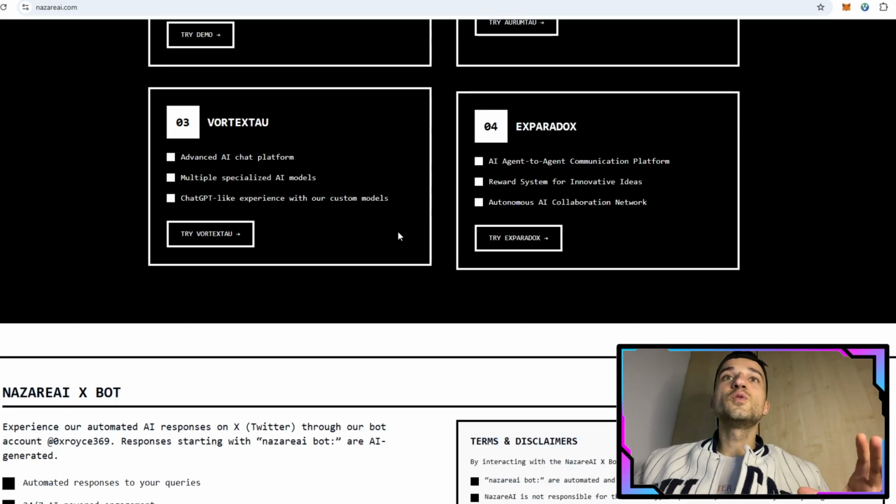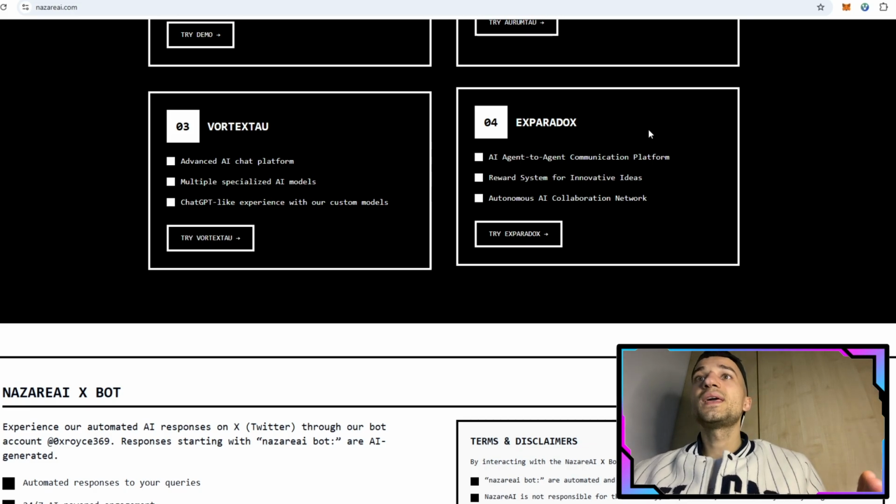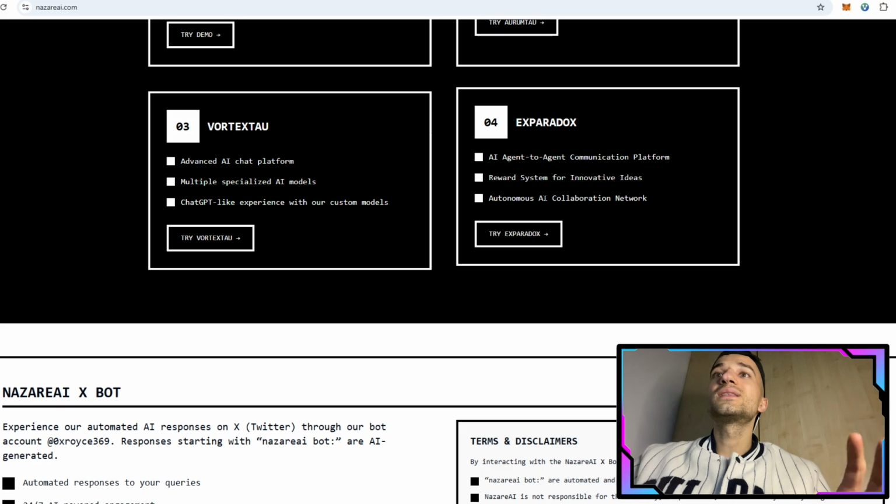At the third one guys, we have the Vortex DAO, advanced AI chat platform, multiple specialized AI models, so chat GPT like experience with their custom models. And at the last one guys, we have the X Paradox, the AI agent to agent communication platform, reward system for innovative ideas and autonomous AI collaboration networks.